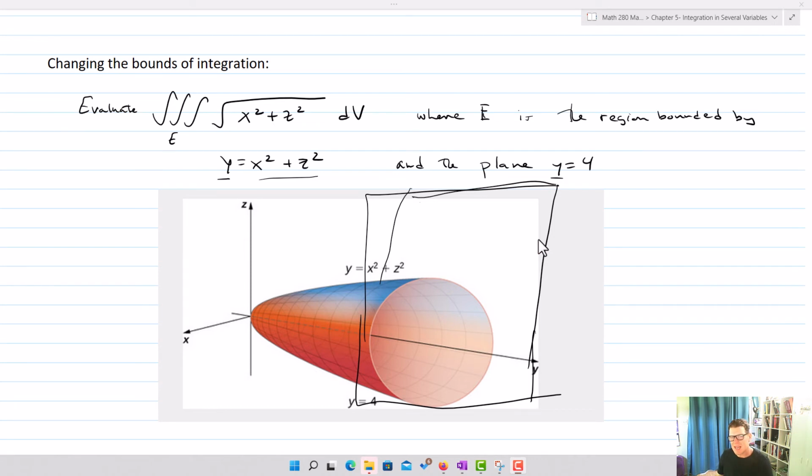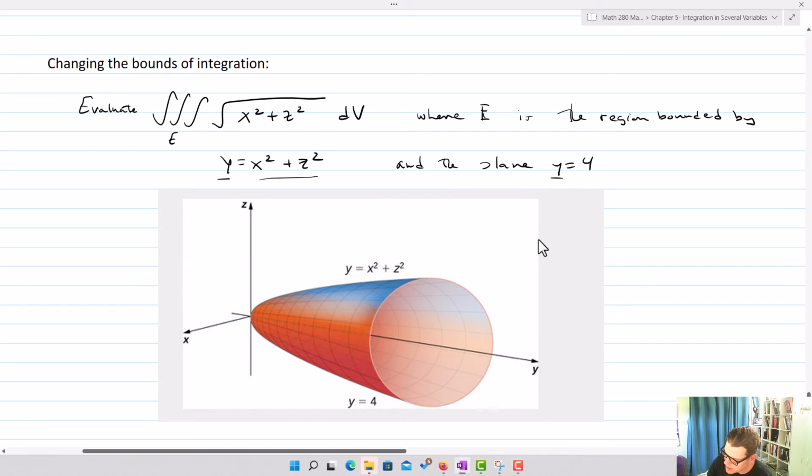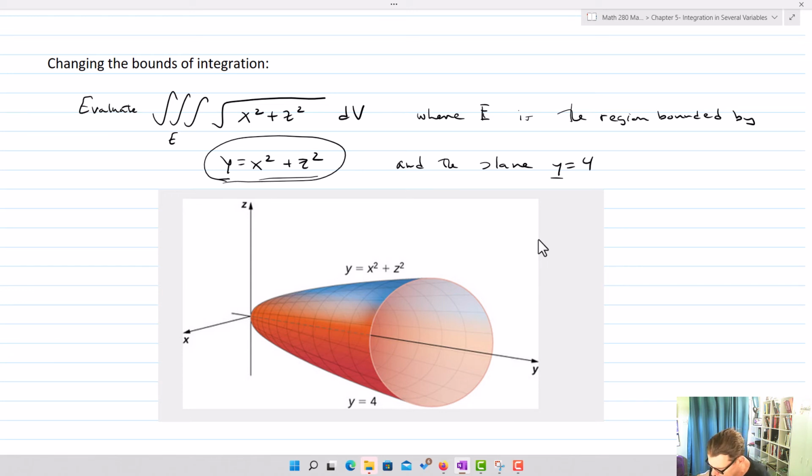All right, so let's think through what exactly we're going to be doing here. This is going to be our volume, and our volume is defined by y equals x squared plus z squared, and that's going to be the bottom end. Notice that's the value closest to the xz plane. So that's going to be the lower end of our first set of bounds for our integral, and the top end is going to be y equals 4, because that's going to be the outer end.